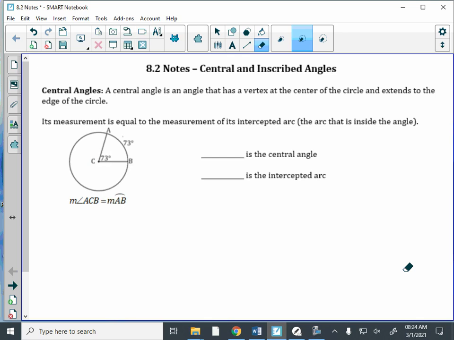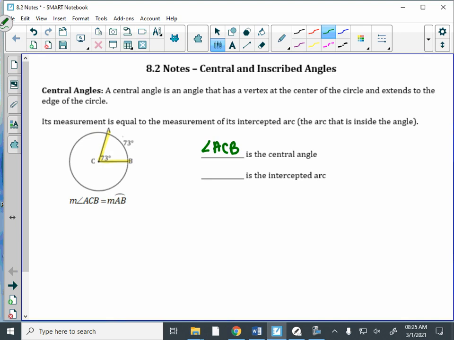Central and inscribed angles. Two important types of angles that you should know involving circles. First thing we're going to talk about is the central angle. Central angle just means the vertex is on the center. So if we have angle ACB, that is a central angle. Its vertex is on the center of the circle. So our central angle is angle ACB.